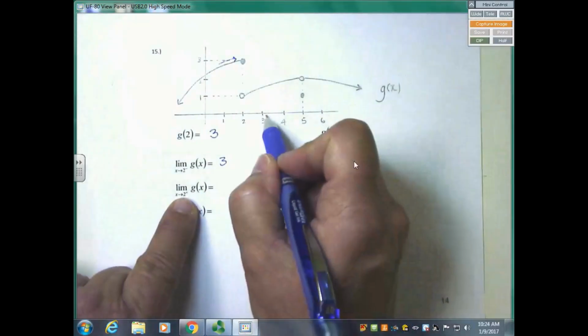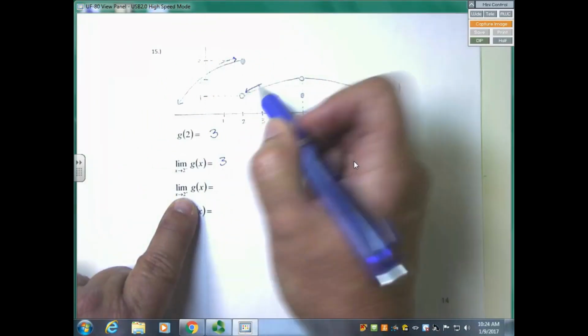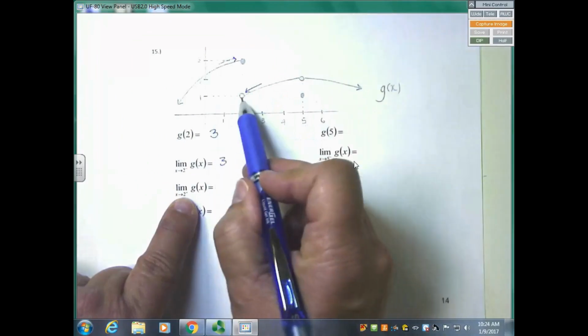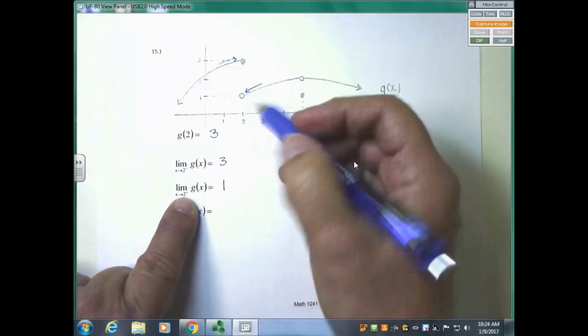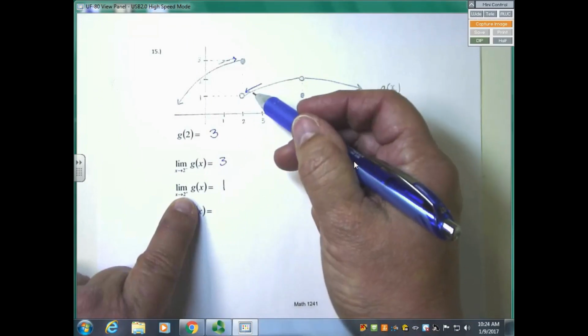The limit as x approaches 2 from the right. So if we come in from this way, look at your graph. Where's the y value heading? The y value is heading to 1. Again, I don't care that that's a hole, because I'm not looking right at 2. I'm looking at as I get close to 2.